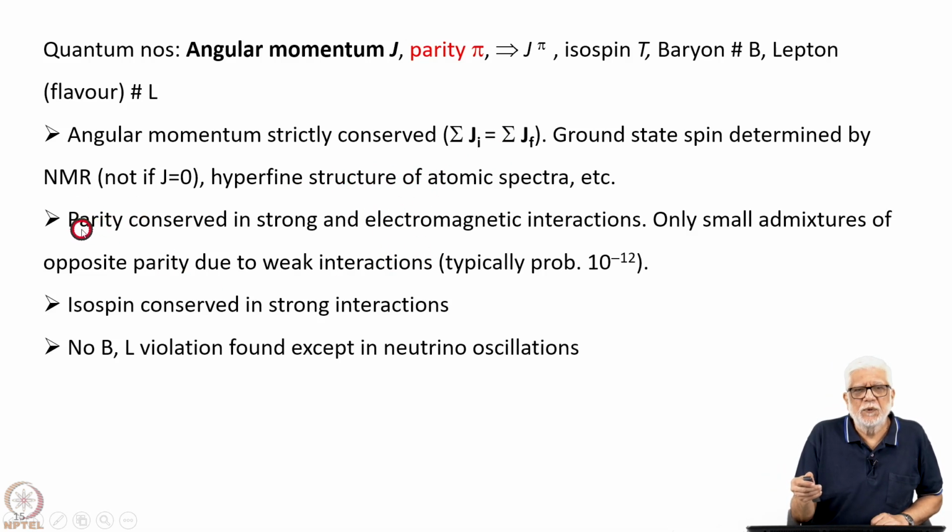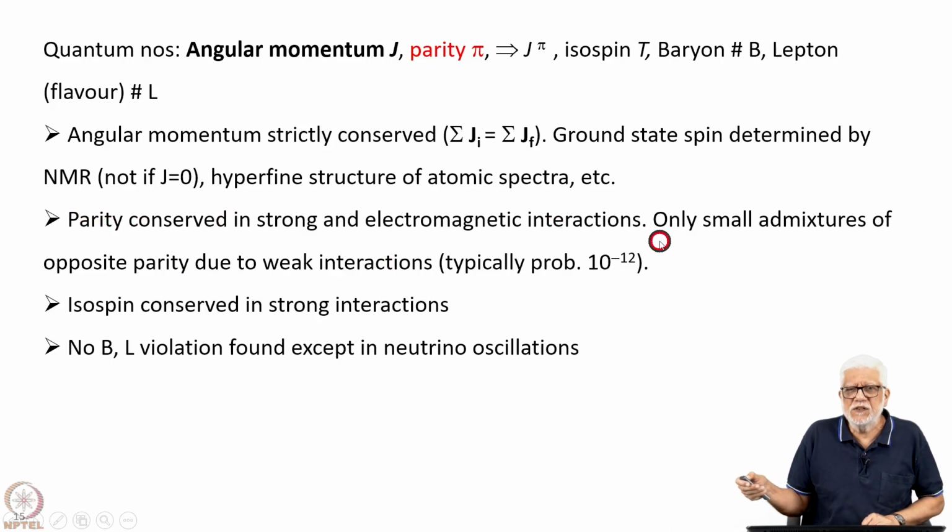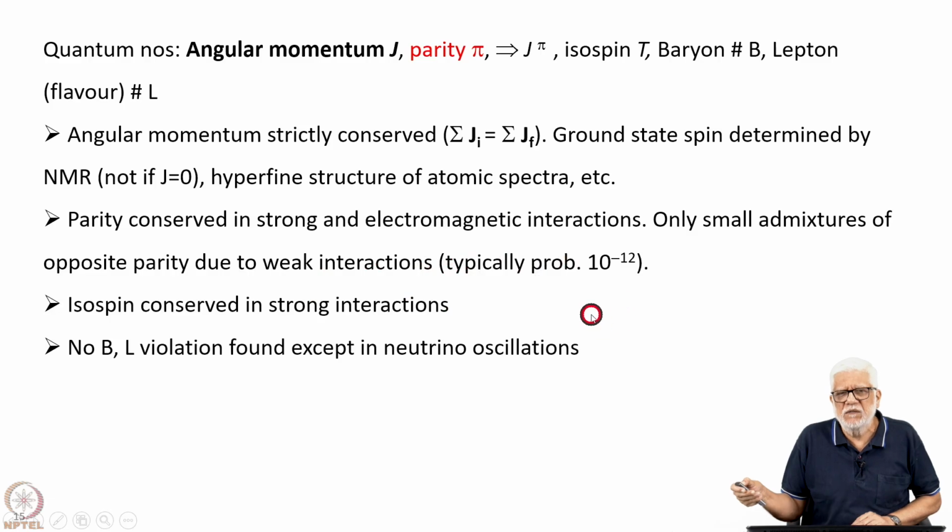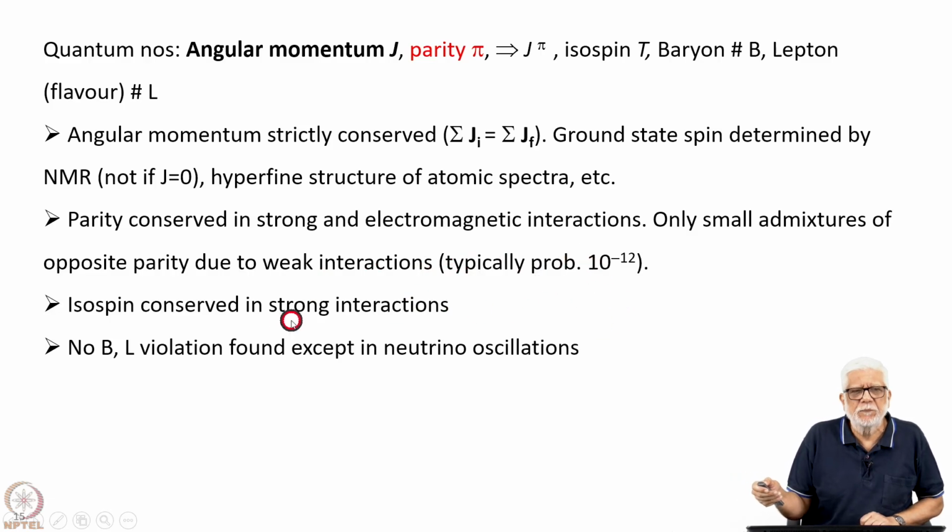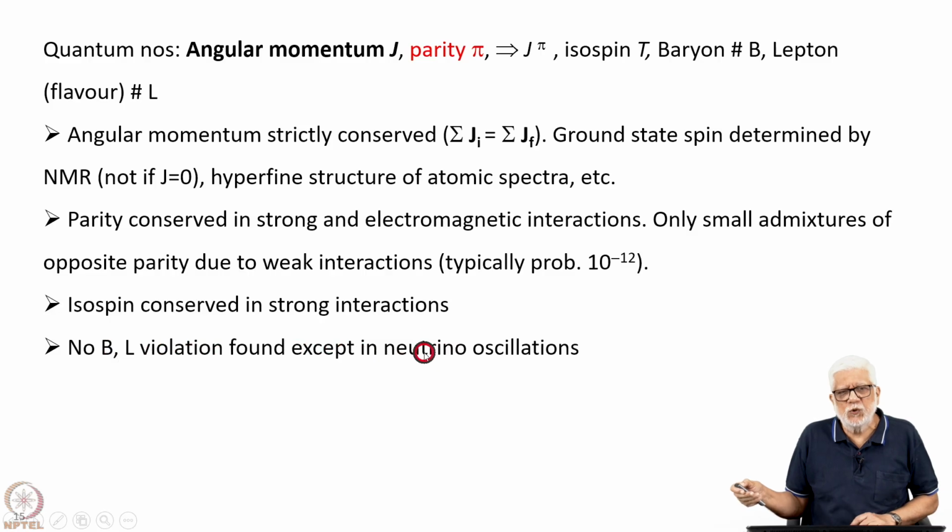So, parity is conserved in strong and electromagnetic interactions. The weak interaction only contributes small admixtures of the opposite parity, which are typically of the order of 10 to the minus 12 in probability, but even probably smaller depending on the case. Isospin again is conserved in strong interactions, but of course is violated by, let us say, the electromagnetic interaction, by the Coulomb interaction, for instance. Similarly, no baryon number or lepton number violation has been found except in neutrino oscillations.